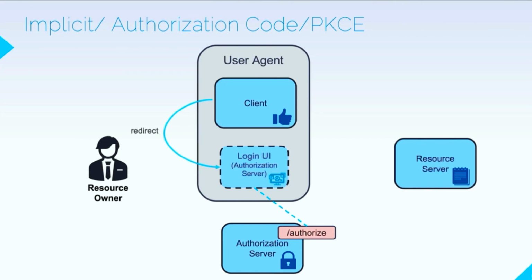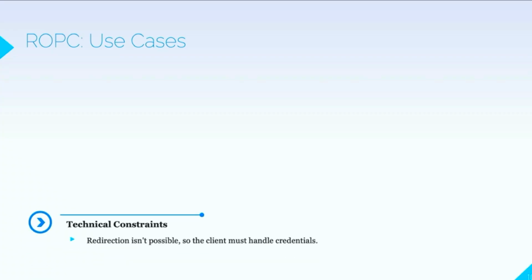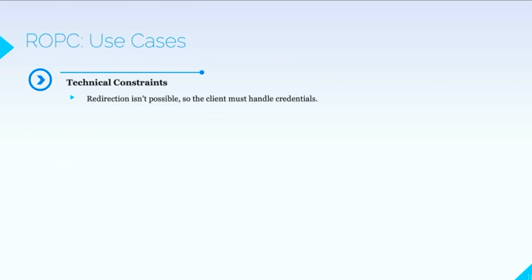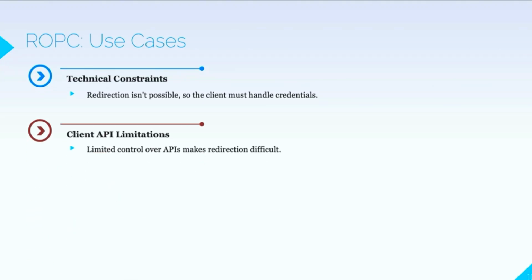We explored the critical importance of redirecting users to the authorization server. However, there are some rare and special cases where redirecting the user may not be possible, and the client must handle the credentials directly. In my own experience, I have encountered a few situations in projects where this happened, and these can be broken down into three main categories. Technical constraints. In certain environments, technical limitations might make redirection impossible, meaning the client has to manage credentials directly. Client API limitations. There are times when the organization doesn't have control over the client's provided APIs, making it difficult or impossible to implement redirection in the flow.